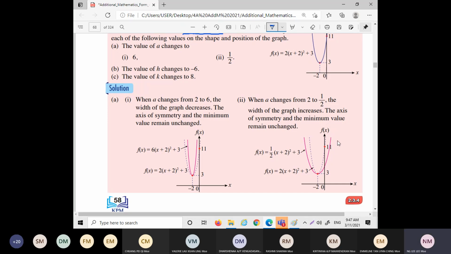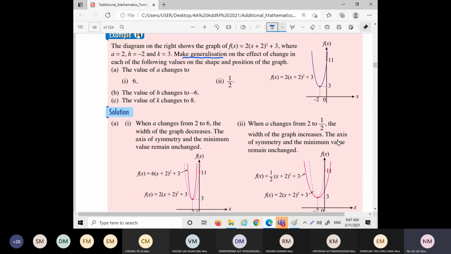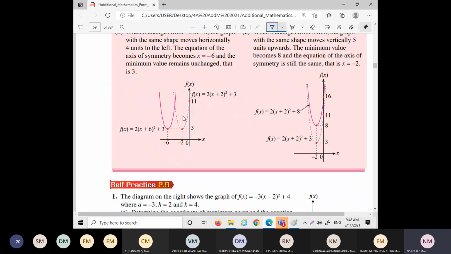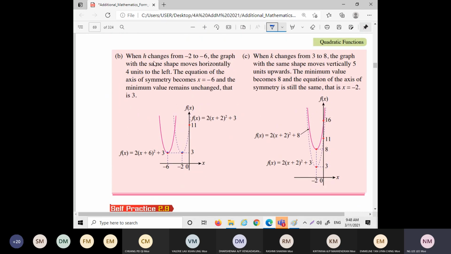Next, question B, the value of h changes to -6. From -2 change to -6, we'll see what will happen. So it just moved to the left. How do you explain it? When h changes from -2 to -6, the graph with the same shape moves horizontally 4 units to the left. You see, same shape, move horizontally, 4 units to the left.